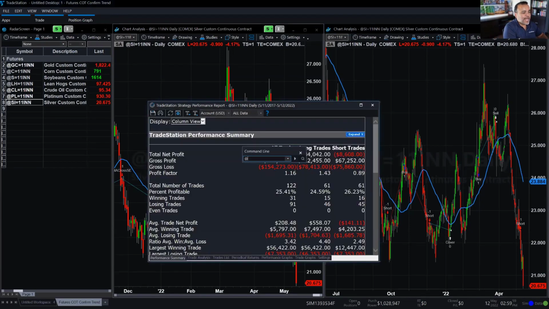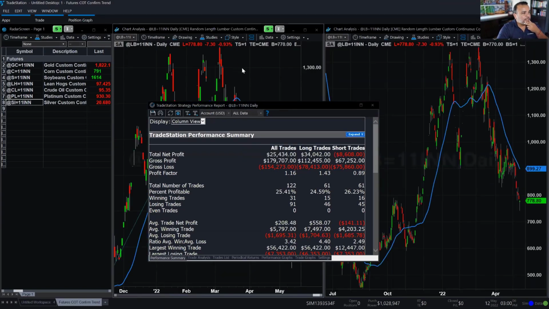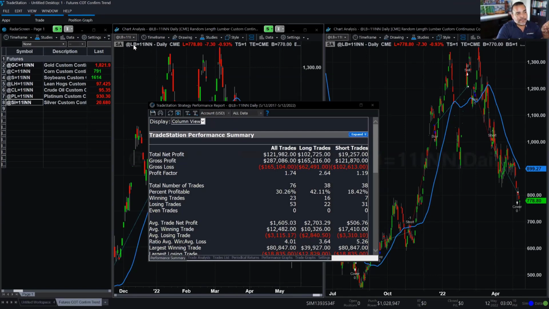Let's see, LB equal 11. Okay, so this is lumber. Again, the symbol that I'm using, the equal 11 INN, gives me the continuous data without any back adjustments. So I like to always use those custom futures when I'm backtesting, because there's no back adjustment to the prices. In a simple moving average strategy, the strategy does very well on lumber.